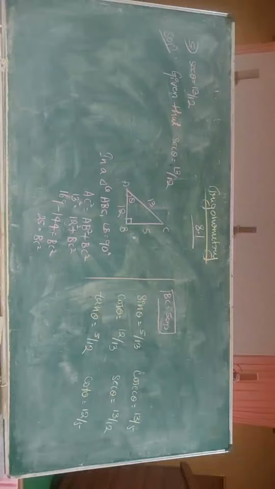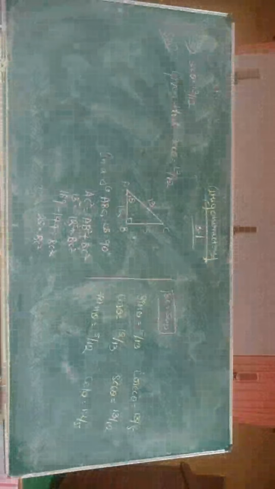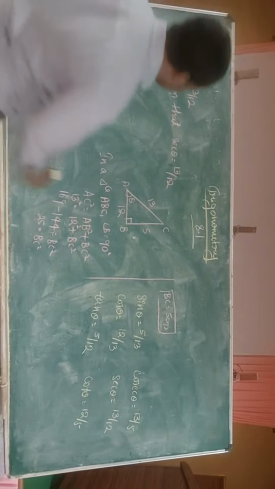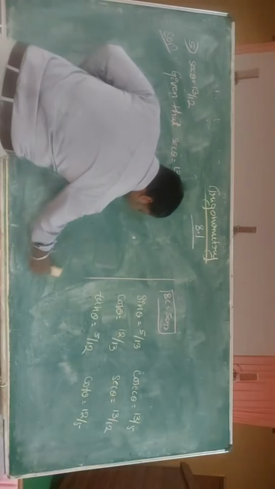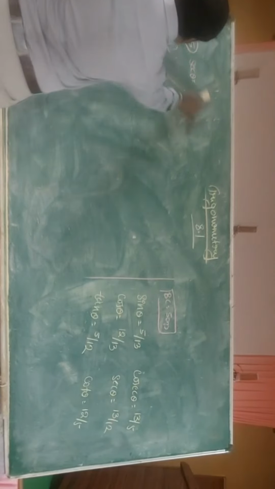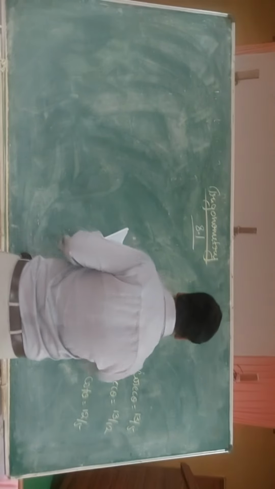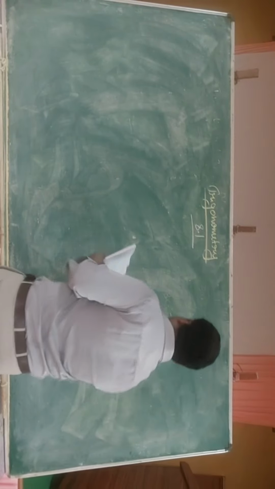Just finished? Okay, next example. Example number 6. If angle A and angle B are acute angles such that cos A is equal to cos B, then show that angle A is equal to angle B is the question. See here, question number 6.